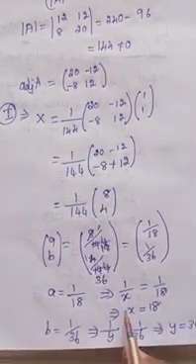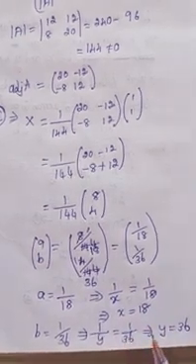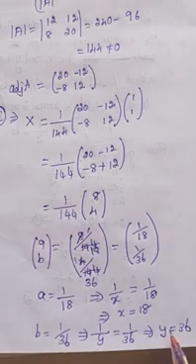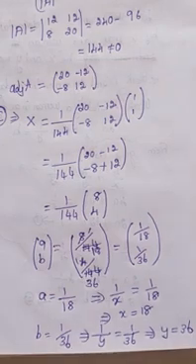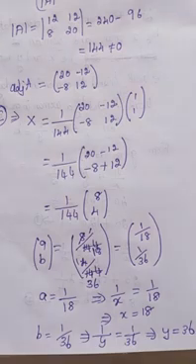So, a man can complete a piece of work in 18 days, and a woman can complete the piece of work in 36 days. Is that clear? So, a man can complete the work in 18 days and a woman can complete the same work in 36 days.